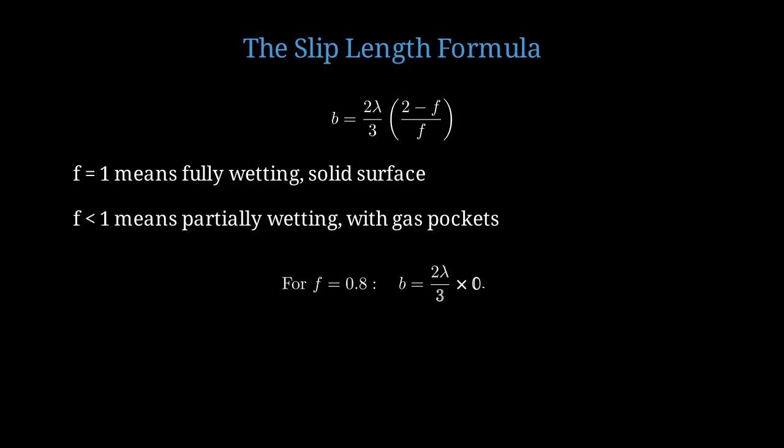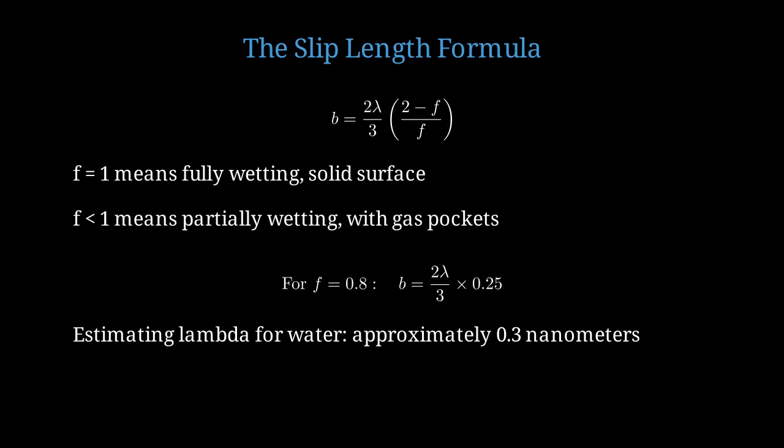For example, if 80% of the surface is solid, F equals 0.8, then B equals 2/3 lambda times 0.25. For water at room temperature, the mean free path lambda is approximately 0.3 nanometers.